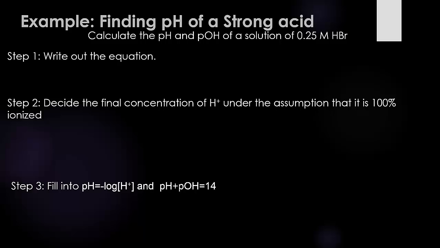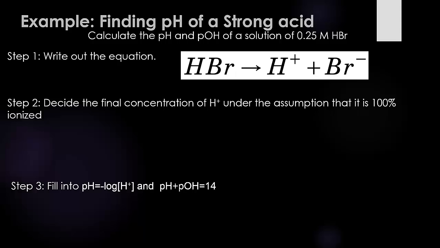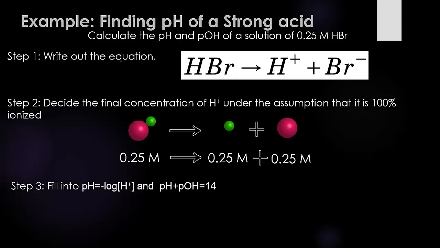Let's do a slightly more complicated example and fully extend it to calculate the pH and pOH. It is usually best to start by writing out the equation. Perhaps later, after practice, you'll be able to skip this step, but it is recommended at first. Since it's a strong acid, it will ionize completely, so we will use the right arrow and split it into H+ and Br-. Now we can decide on the concentration of either H+ or OH-, whichever is simpler, based on the idea that the acid ionizes completely.